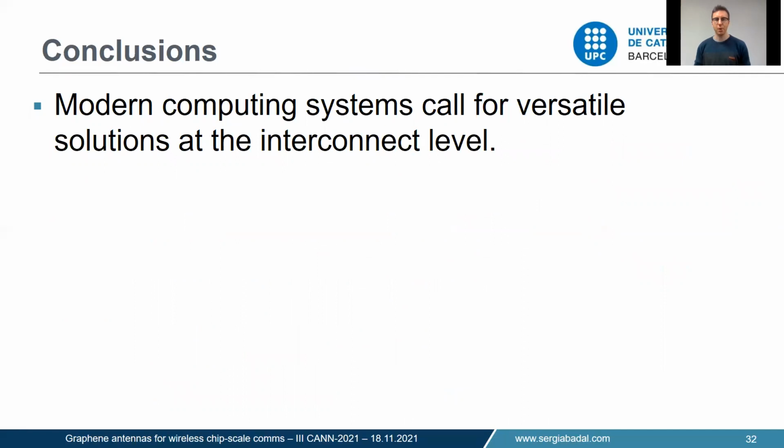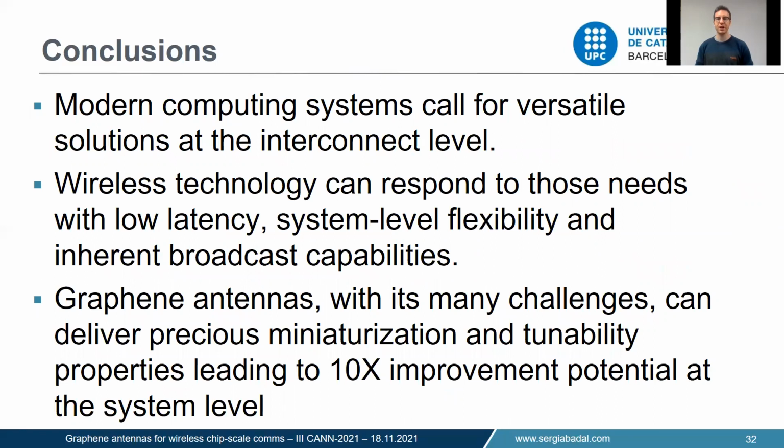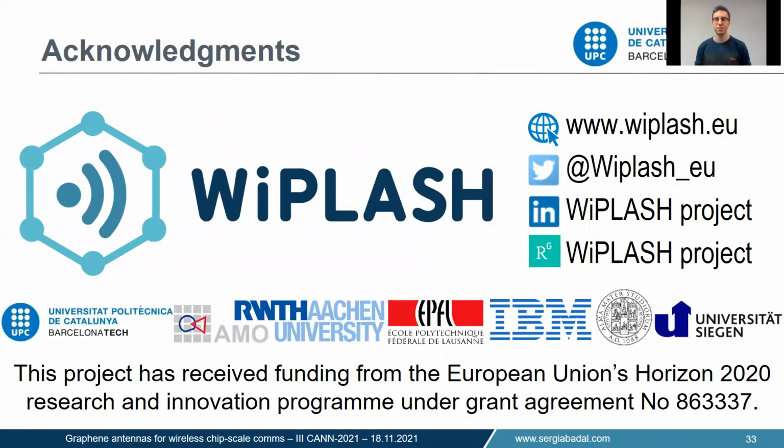But in conclusion, modern computing systems call for very versatile solutions at the interconnect level, solutions that wireless technology can try to respond to with its low latency, system-level flexibility, and inherent broadcast capabilities. But it's with graphene antennas and its many challenges that we can achieve the actual benefits of this wireless technology in a way that actually makes sense, reaching at least 10x improvement at the system level, which is a significant breakthrough in modern computing systems.